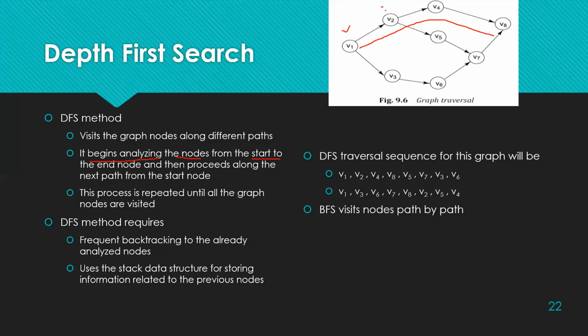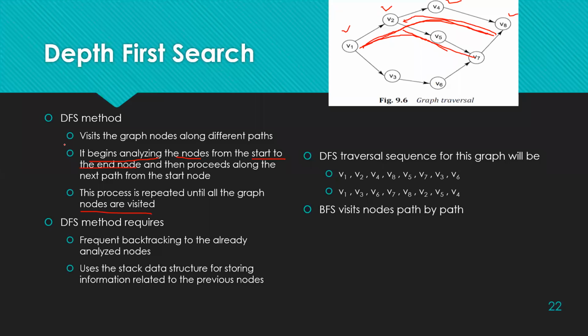V1 has V2, so jump here. V2 has V4, jump here. V4 has V8, jump here. So this entire path is completed. Again, you have to traverse back. V5 was pending, so V5 and V7. V7 is already visited, so this path is also complete. You traverse from the start to the end node of each path. This process continues until all the nodes are visited.